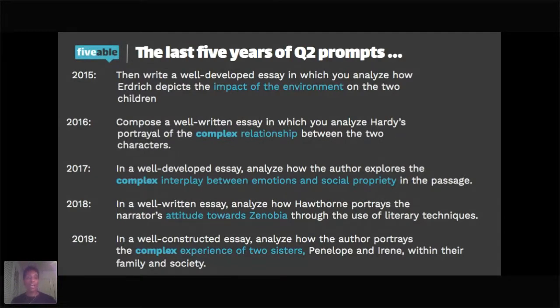So again, whatever that element is that you're supposed to be analyzing or breaking down, how the author develops that is your line of reasoning. And so all of your commentary circles back to that line of reasoning that you've established.